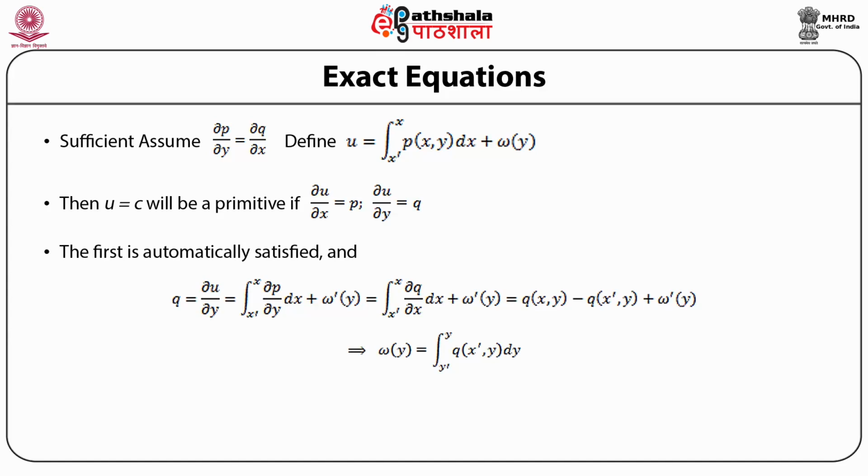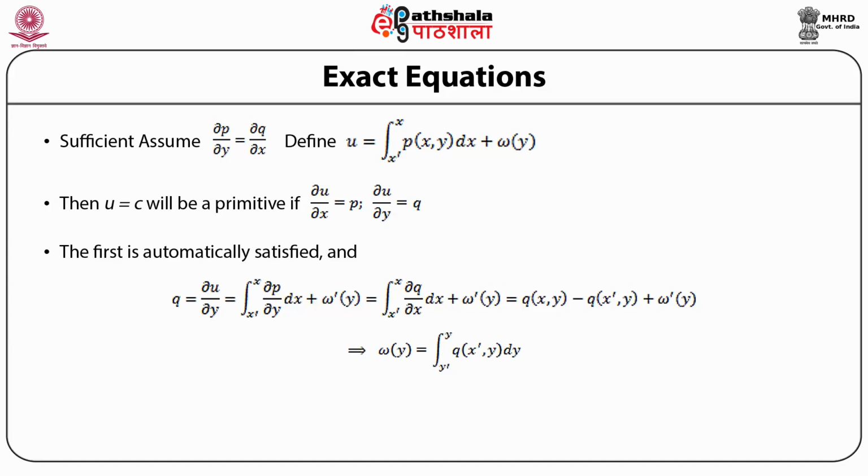From the second, q is equal to ∂u/∂y, which is equal to the integral of ∂p/∂y g(x) within the definite limits x prime to x, plus w prime(y), which is equal to the integral of ∂q/∂x within the definite limits x prime to x, plus w prime(y), which is equal to q(x,y) minus q(x prime, y) plus w prime(y).